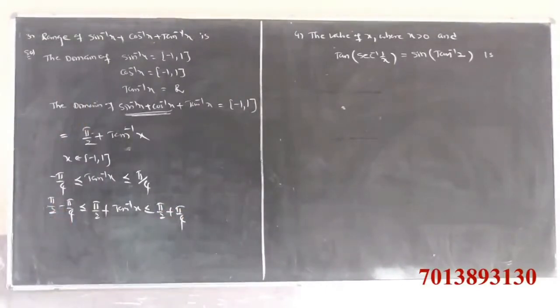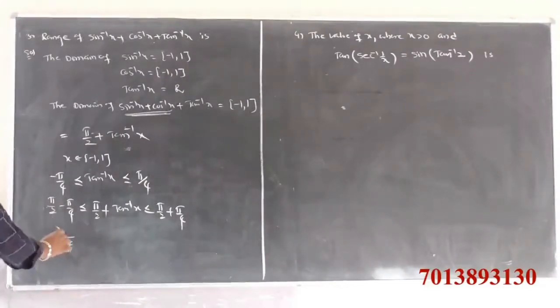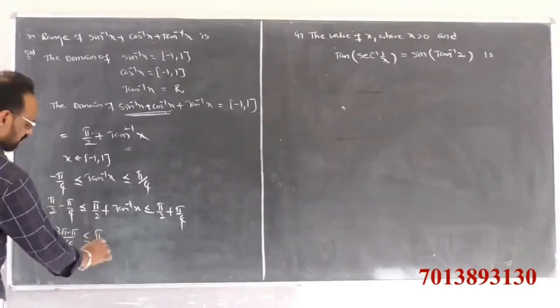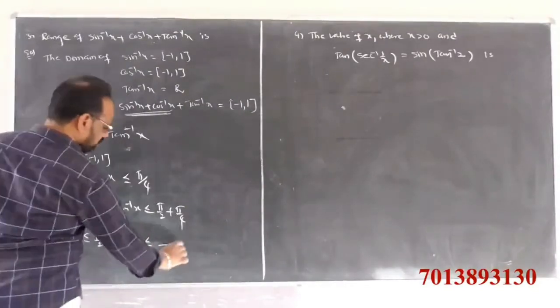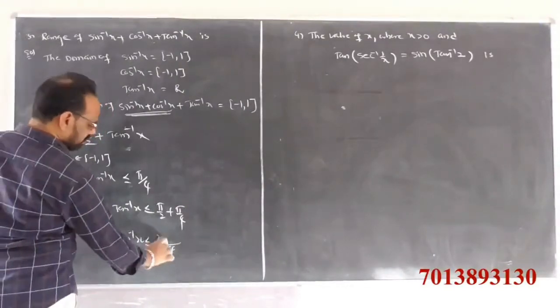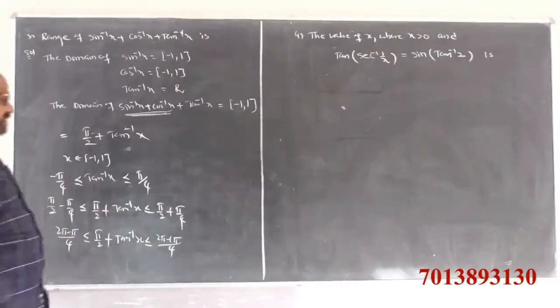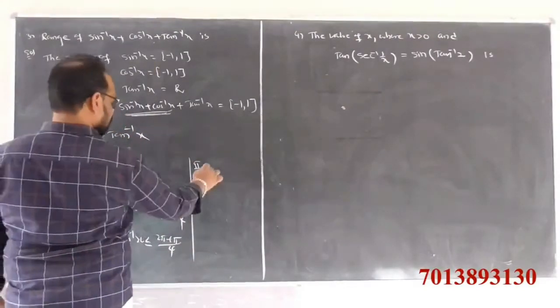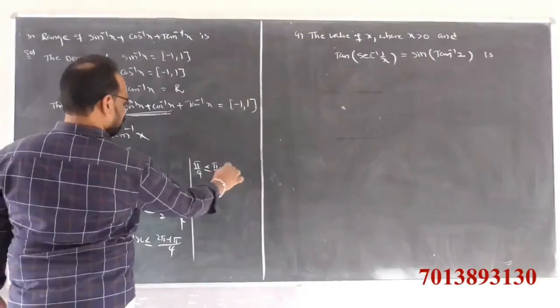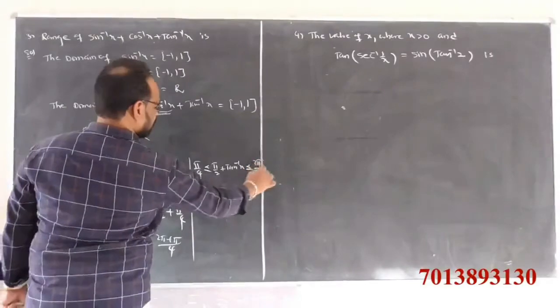Pi by 2 minus pi by 4. Here 4 is the LCM: 2 pi minus pi is less than or equal to pi by 2 plus tan inverse x is less than or equal to 2 pi plus pi, here also 4 is the LCM. So 2 pi minus pi will be pi by 4. Pi by 4 is less than or equal to pi by 2 plus tan inverse of x is less than or equal to 2 pi plus pi, 3 pi by 4.